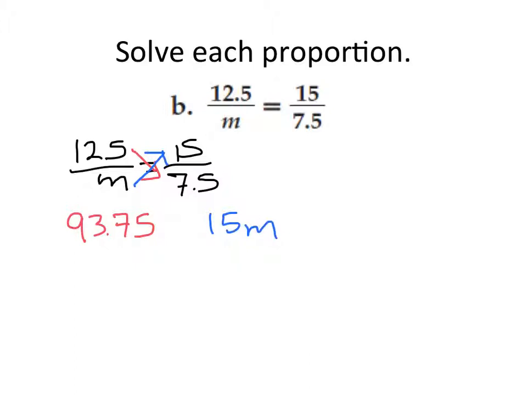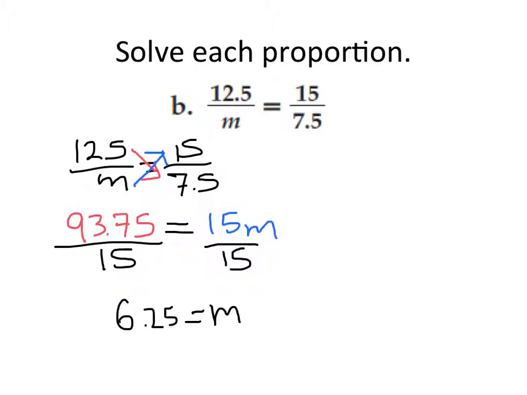And remember then that they're both equal to each other, so I write the equal sign. Now, it doesn't matter where my m is at, I'm still going to isolate it. So I'm going to use the lessons I've learned about solving equations. I'm going to use the inverse of multiplication, divide both sides by 15, and my m is equal to 6.25.